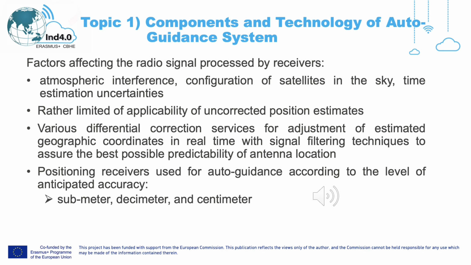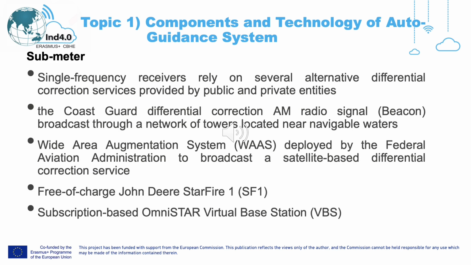Based on the quality of differential correction and internal signal processing, positioning receivers used for auto-guidance have been advertised according to the level of anticipated accuracy in submeter, decimeter, and centimeter. Widely used in agriculture and other industries, single-frequency receivers with submeter level accuracy frequently rely on several alternative differential correction services provided by public and private entities.